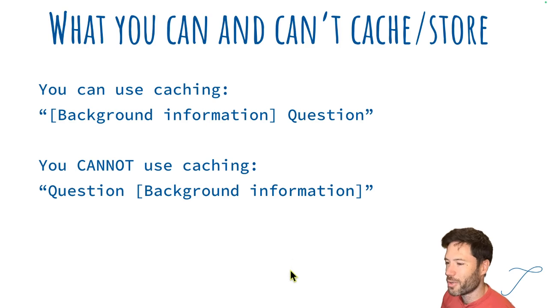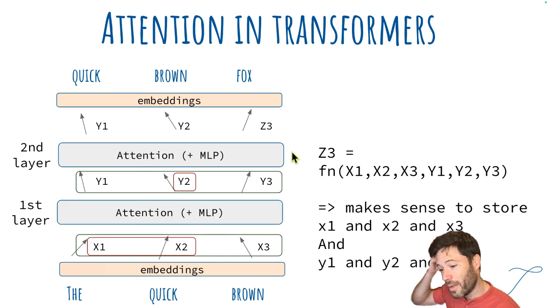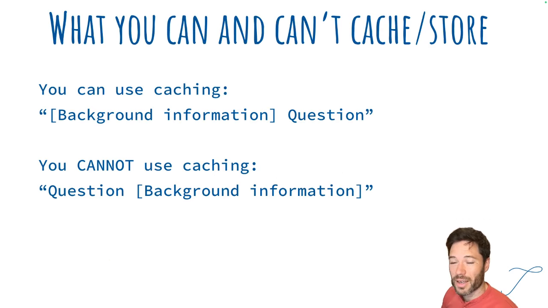So here's where you can use KV cache. It's what I just described. You have the background information and then you have the question. But where you cannot use caching between different sequences is if you put the question first and then you put the background information. That's because if you change something at the start of the sequence, that information is going to propagate forward in all of these calculations and change the numbers that you're going to store. So you cannot use caching if you are going to change something at the start.